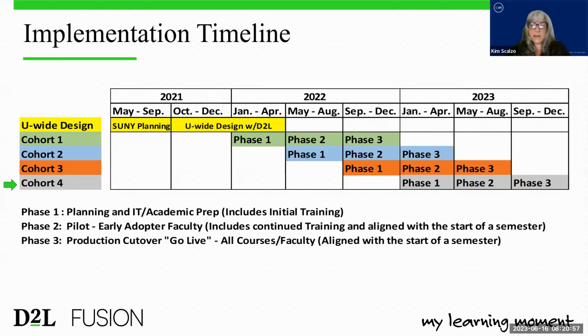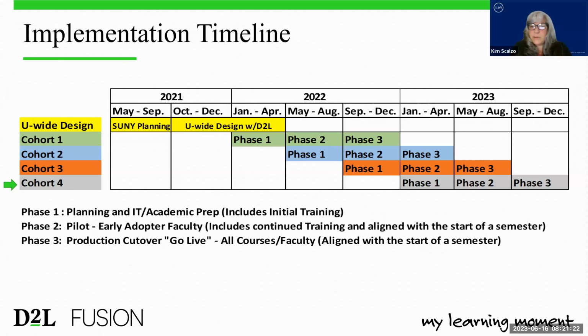So this is the timeline that we laid out for implementation. It's about a 2.5-year project, which is very aggressive for all that we are doing. We spent about the first 5 to 6 months pre-planning on our own without D2L. And then that was followed by 6 to 7 months of work with D2L on the university-wide design. In truth, we probably needed more time for both of those.